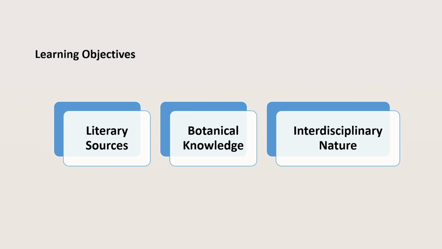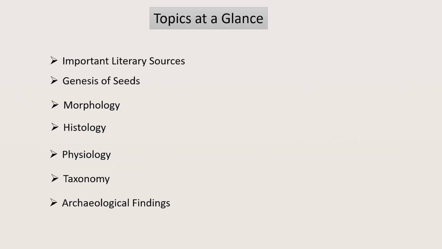At first, the learning objectives of this particular lecture. The learning objective is to know the literary sources which give information related to ancient botany. The second objective is to explore traditional botanical knowledge, and the third learning objective is to understand the interdisciplinary nature of ancient botany. In this lecture, we are going to discuss these subtopics: important literary sources, genesis of seeds, morphology, histology, physiology, taxonomy and archaeological findings.